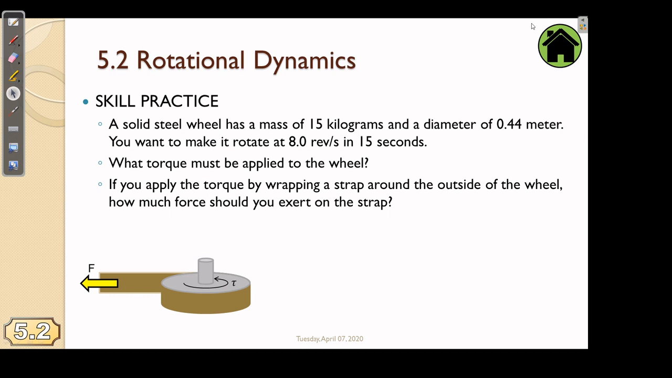So that's it, folks. That's lesson 5.2. In our next lesson, 5.3, we will get into the concept of rotational equilibrium. That'll be new material for everybody. Nobody has seen that yet. So we will probably get into that after spring break.